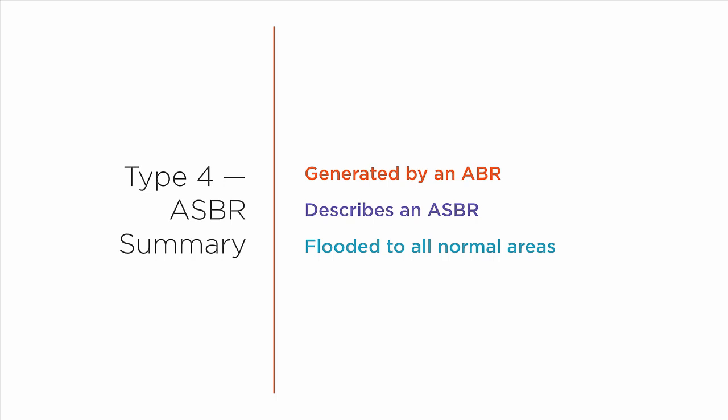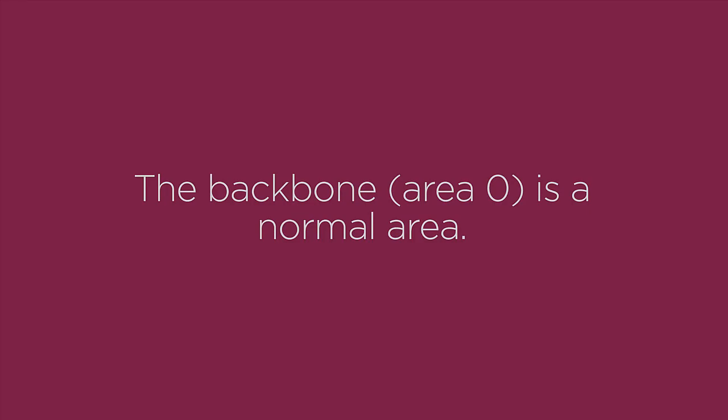Now you might be wondering, why not just use a Type 3 LSA? Good question. Well, believe it or not, Type 3 and Type 4 LSAs are almost identical, but for technical reasons, which I'm not going to go into in this course, a regular Type 3 LSA is not sufficient to ensure that the ASBR is reachable by all other areas. Before we move on to other area types, in case you're wondering, the backbone area 0 is a normal area. Keep that in mind as we discuss other area types.